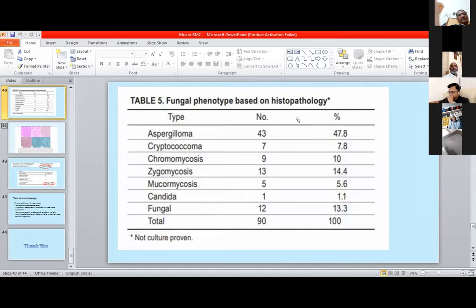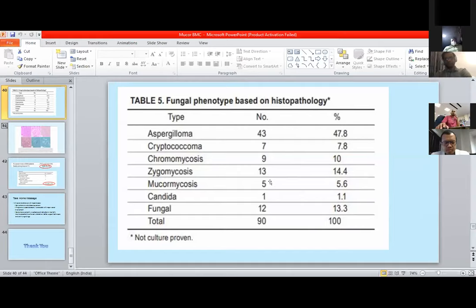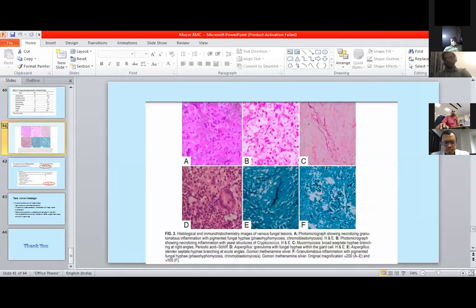These were the fungal histopathology features. 43 were aspergilloma out of those 90 cases. And mucor was 5. Actually, that time we had to separate zygomycosis and mucor. Now I think both are the same. So if you combine both, it becomes around 18. All these 5 were associated with sinus infection and all the 5 died. These are some of the histopath pictures where you can see the broad hyphae, relatively aseptate, with some branches here and there.